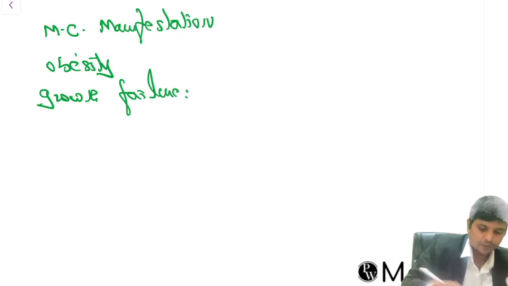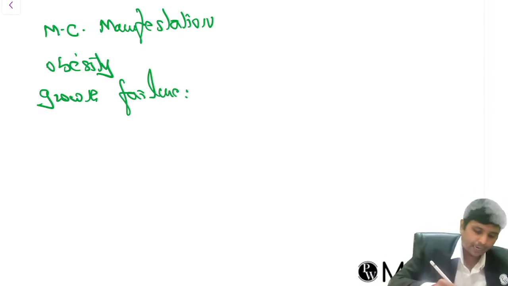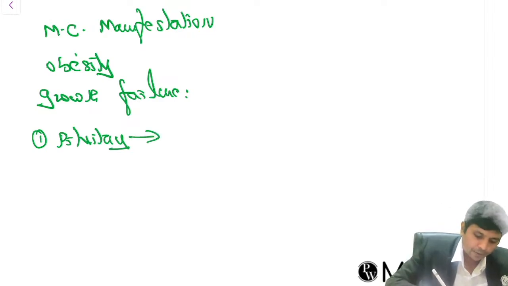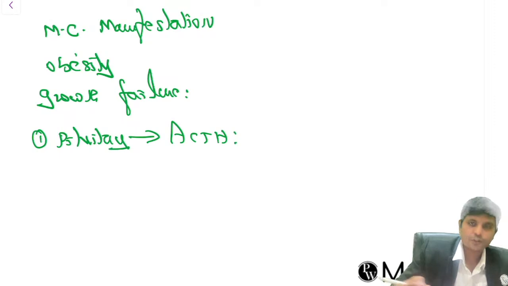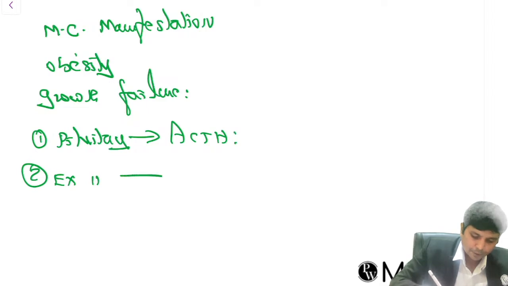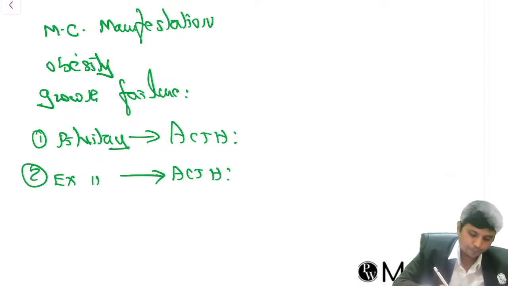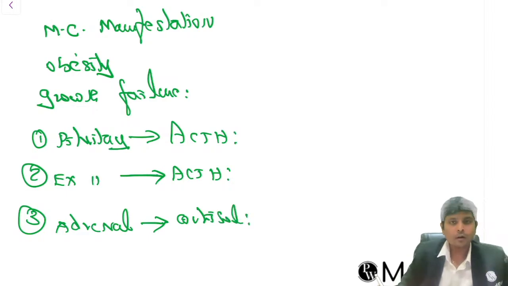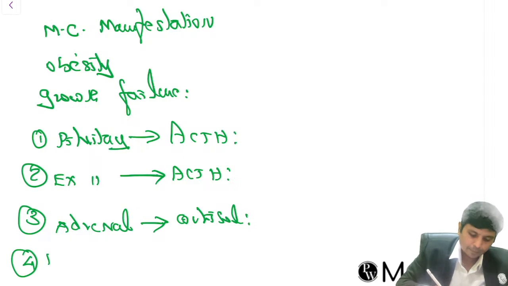Pediatric Cushing disease. So from where can this cortisol be produced? One, it can be produced in the pituitary, that is, the pituitary can produce excess ACTH. Second, it can be produced by extra-pituitary ACTH, that is ectopic ACTH. Third, it can be produced by the adrenal, more cortisol. Or finally, it can be exogenous.